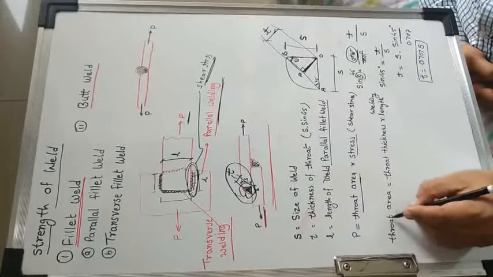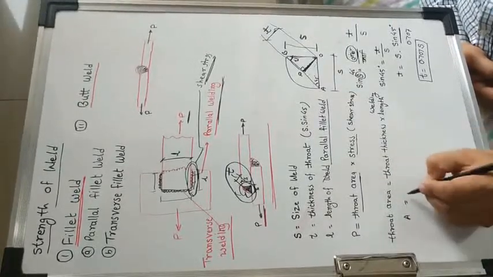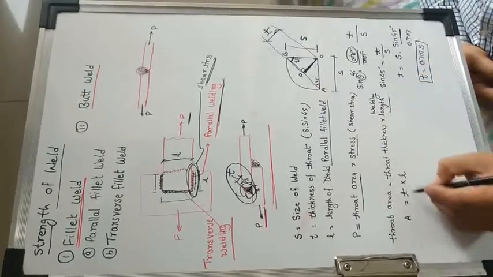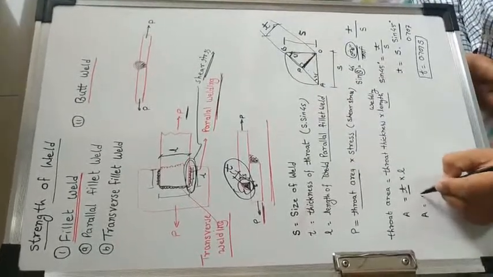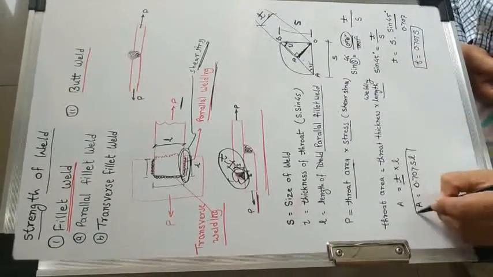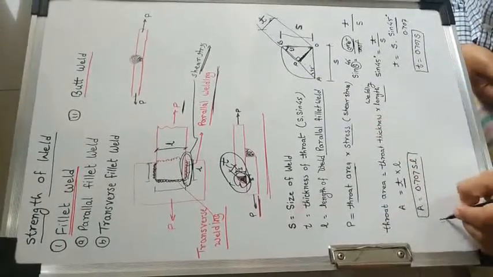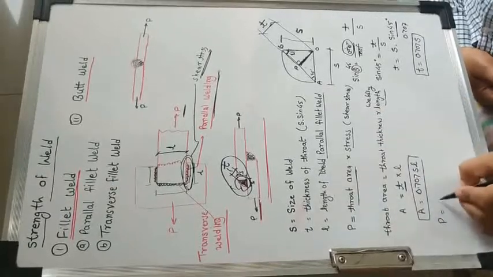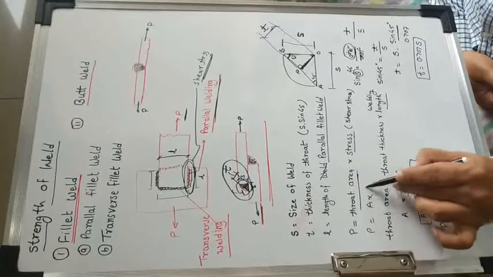So here the throat area, I will denote it A, throat thickness T, and welding length L. If we convert it to size of weld, A is equal to 0.707 SL. It's a very simple term. So what is the load or power? Throat area into stress, that is, A into Fs.